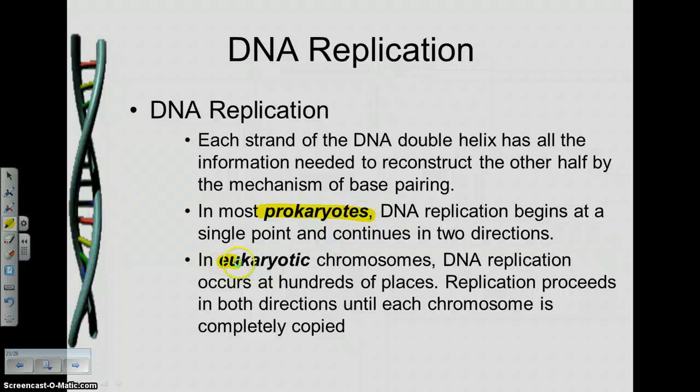In eukaryotic organisms, so this is all other organisms, including humans, DNA replication sort of takes place all over at once. So it's happening in hundreds of places all at once and proceeds in both directions until all those little pieces get put together until the chromosome is completely copied.